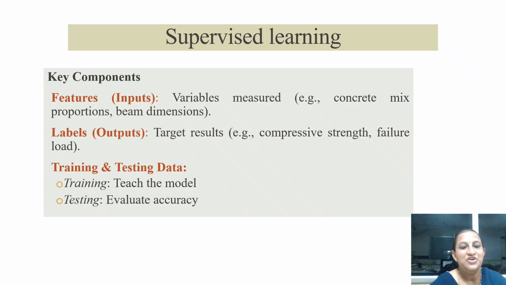Usually the data given for learning will be divided into two sets, that is training data and test data. Training data is mainly used for training the model, where it helps the algorithm to learn patterns from examples with known answers. After training, testing data is used to check how well the model performs on new data which it has not seen before.